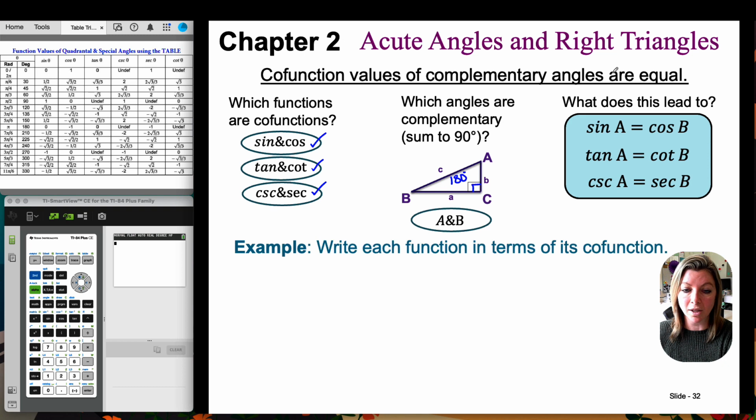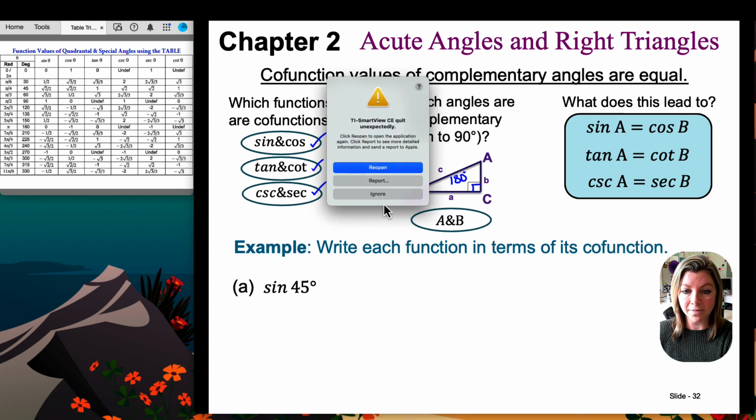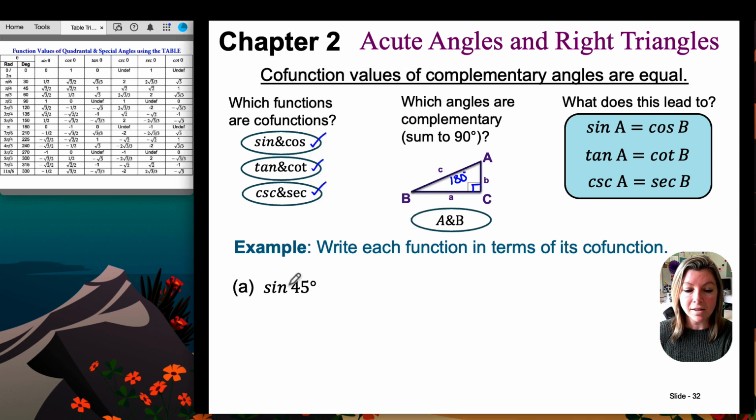Exercises addressing this will look like this. Write each function in terms of its cofunction. Sine of 45 degrees. Sine of 45 degrees has a cofunction of cosine and a complementary angle of also 45 degrees. So sine of 45 degrees in terms of its cofunction is cosine of 45 degrees.